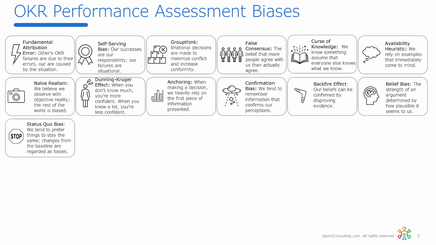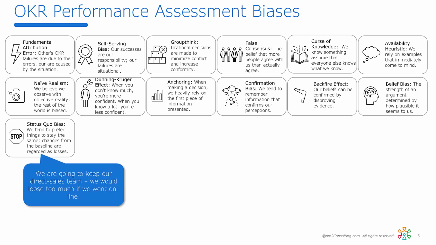Status quo bias, which is we tend to believe things that allow things to stay the same, and any changes from that baseline are a problem. So, we're going to keep our direct sales team. We would lose too much if we went online. So, maybe online has more opportunity for us, but that's a change and we just prefer things to remain the same. So, you know what, we'll keep that direct sales team.